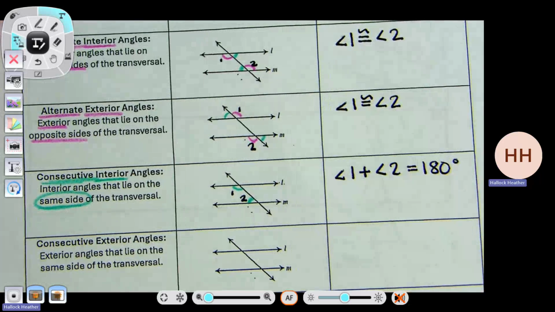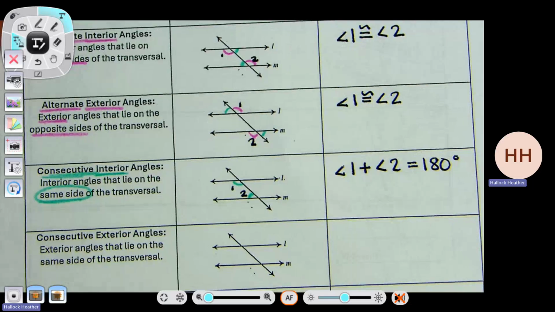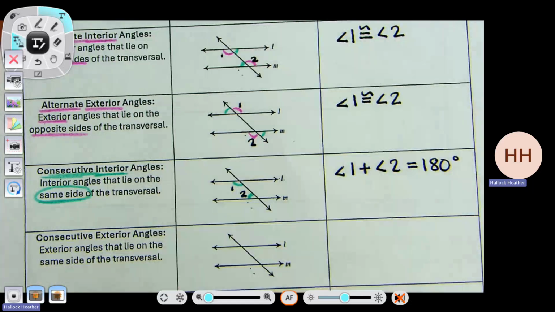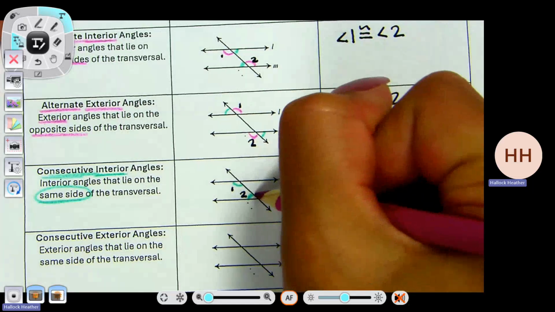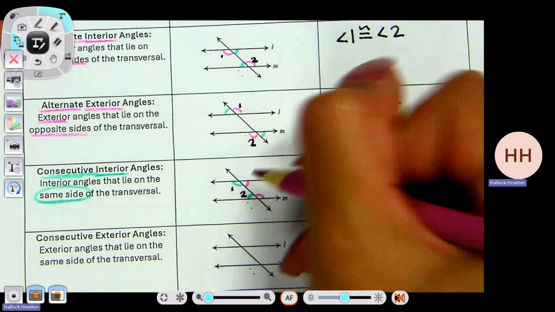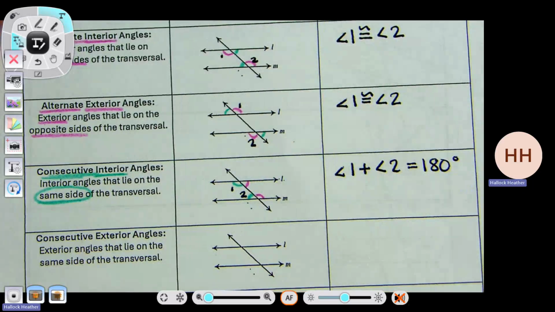They're supplementary. And then once again, you have another pair of consecutive interior. They're on the inside. It's just on the other side of the transversal. So using the other color, let's mark our other angles. Those would still add to make 180, but notice they're on the right side of the transversal instead of jumping across the transversal. So anytime it jumps across, they're congruent. If they're on the same side, they add to make 180 because they're not the same.